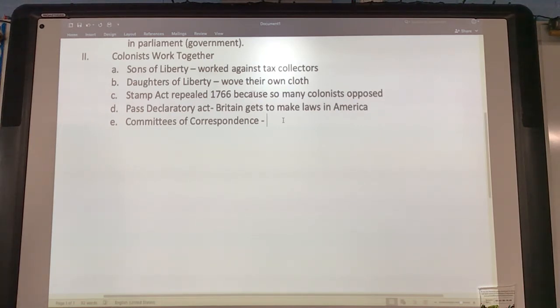One person? Maybe we should reread that. I'm going to reread those paragraphs there. What does the committees of correspondence do? Claire? It's supposed to help them work together. Help them work together doing what?